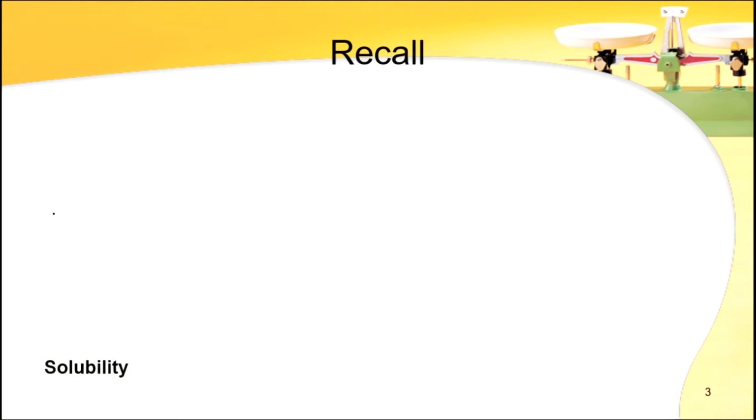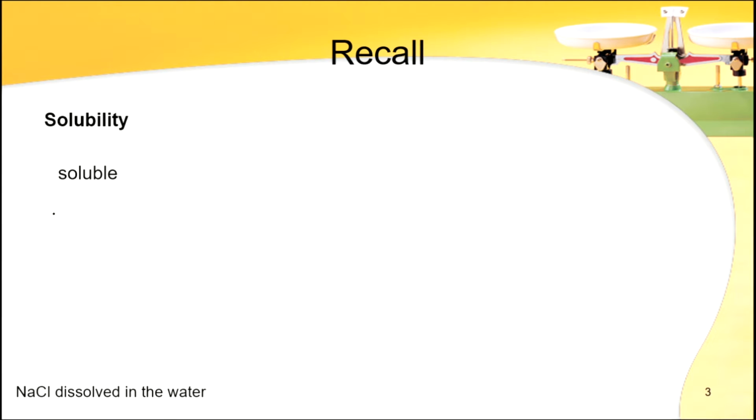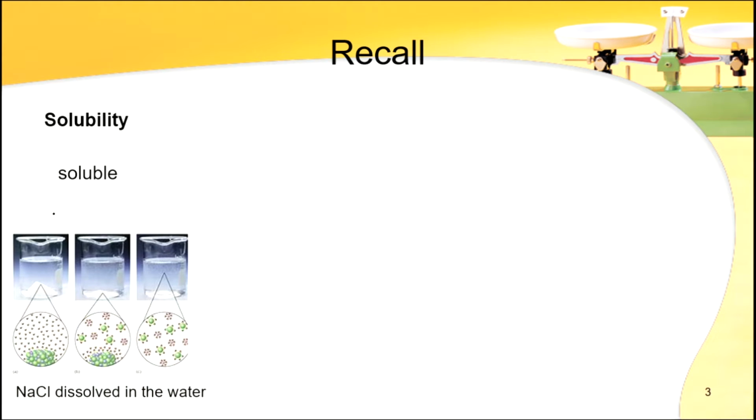Let's review our previous lessons about solubility. Actually, there are two types of solubility, known as soluble or insoluble. Solubility means the ability of a substance to dissolve in water. For example, soluble substances such as sodium chloride. Sodium chloride is a solid at room temperature and pressure. We can see from this picture that sodium chloride dissolves in the water.